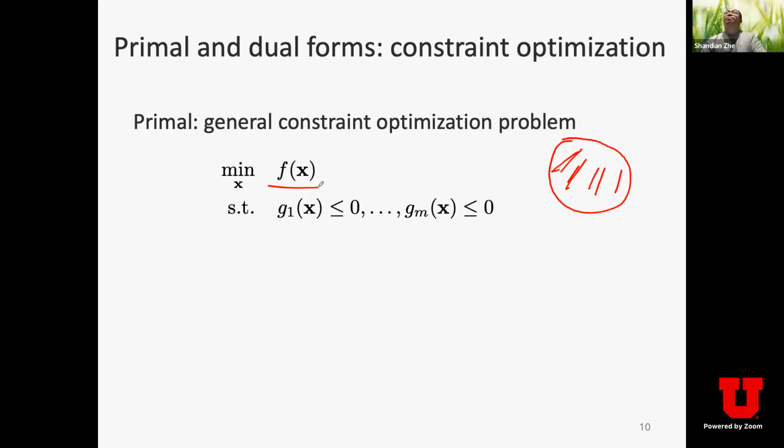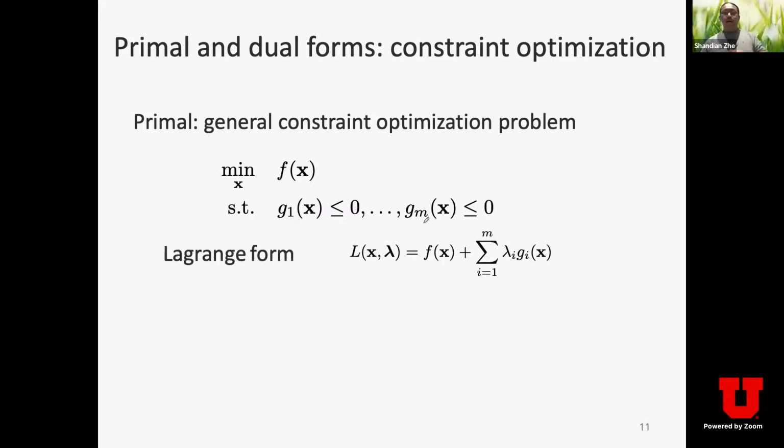Does it make sense? That's the general definition. Again, we don't make any assumption about the form of g1 of x, g2 of x to gm of x, those constraint functions. They can be convex, they can be non-convex, it doesn't matter. Based on this general constrained optimization problem, we can construct an augmented function, which is called the Lagrange function.